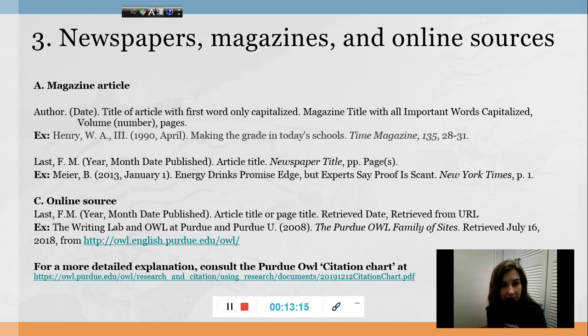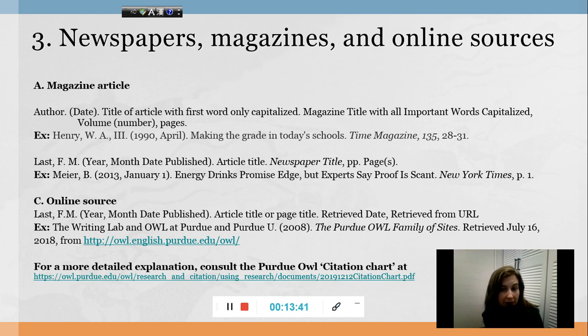Okay, and next we have the online source. Okay, and we have last name, first, middle initial, year, month, date published, article title or page title, the date that you retrieved it, so that was the date that you searched it, and the URL that you retrieved it from.